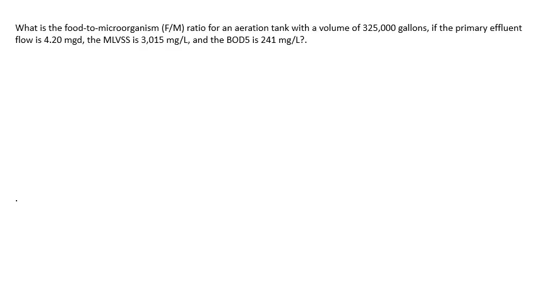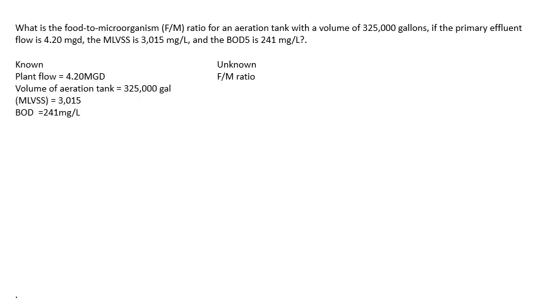What is the food to microorganism ratio for an aeration tank with a volume of 325,000 gallons if the primary effluent flow is 4.20 million gallons a day? The MLVSS is 3,015 milligrams per liter, and the BOD is 241 milligrams per liter. So this one's set up more like a normal question. What we're going to do is pull out our knowns and our unknowns to get it set up so we have all our numbers easily divided so we can see what they are.